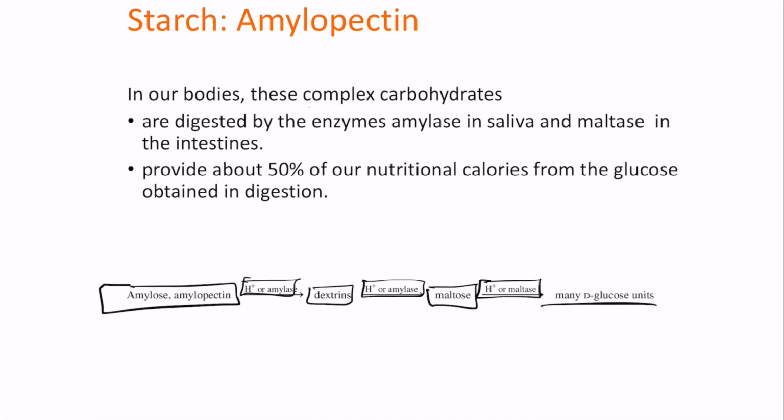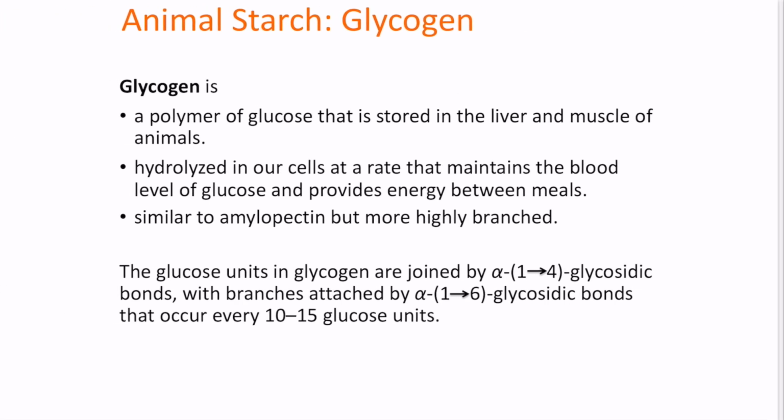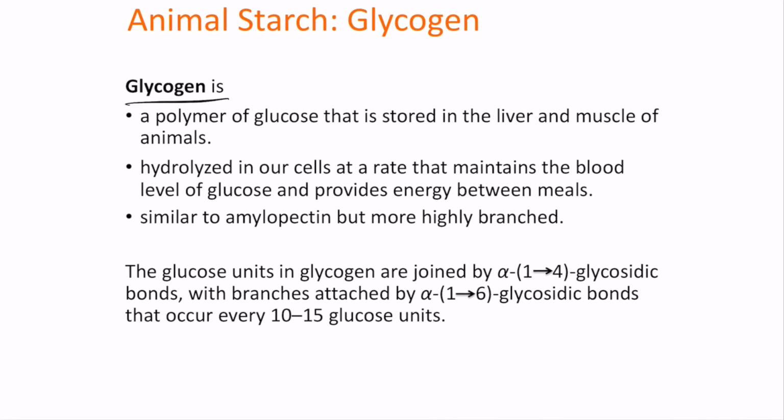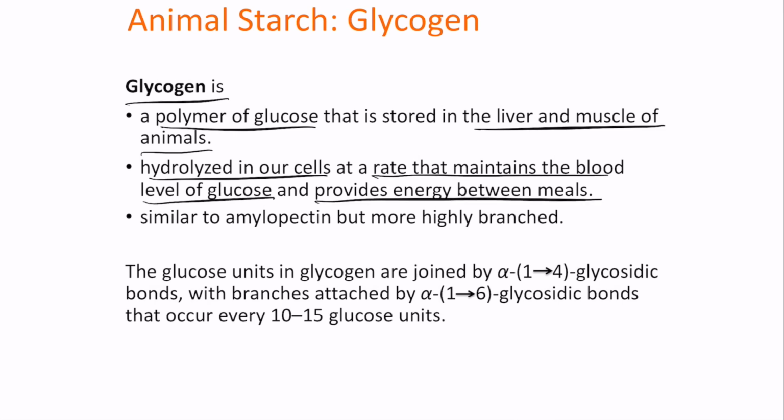In our bodies, these complex carbohydrates are digested by the enzymes amylase, which is generally found in saliva, and maltase, which is generally found in the intestines. These provide about 50% of the nutritional calories from glucose obtained in digestion. The next one is glycogen. Glycogen is a polymer of glucose that is stored in the liver and the muscle of animals, and it is hydrolyzed in our cells at the rate that maintains the blood glucose level and provides energy between meals.